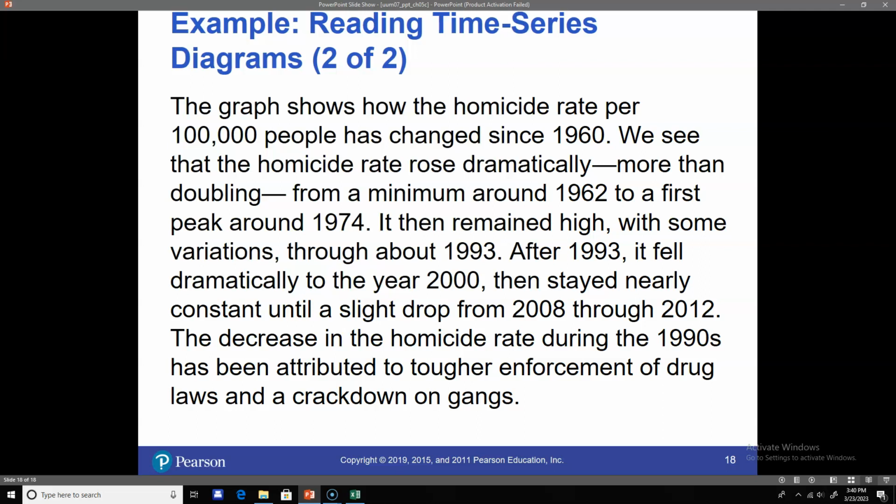So analyzing it, the graph shows how the homicide rate per 100,000 people has changed since 1960. It rose dramatically, more than doubling from a minimum around 62 to a peak around 74, and then remained high with some variations until about 93. In 93, it fell dramatically to the year 2000, then stayed nearly constant. And then here's a conjecture. The decrease in the homicide rate during the 90s has been attributed to tougher enforcement of drug laws and a crackdown on gangs.